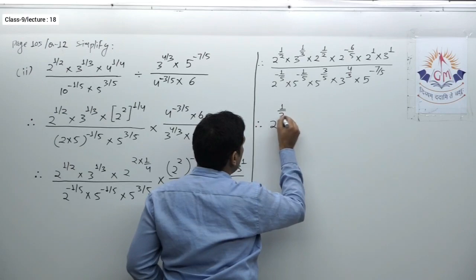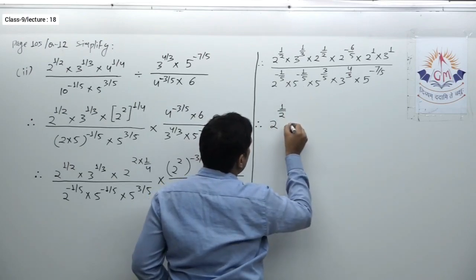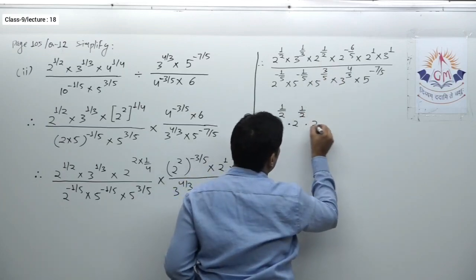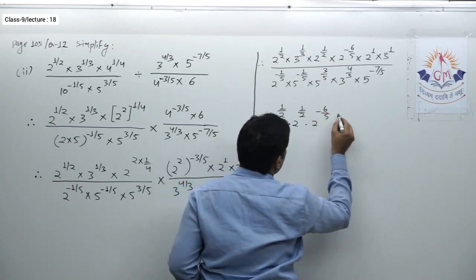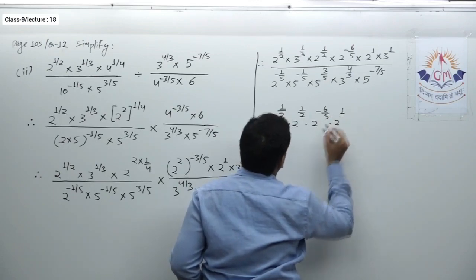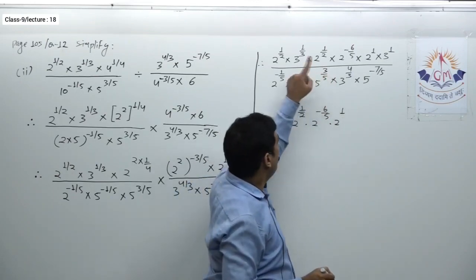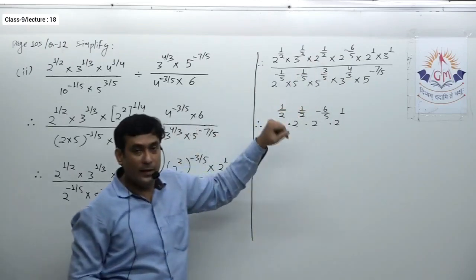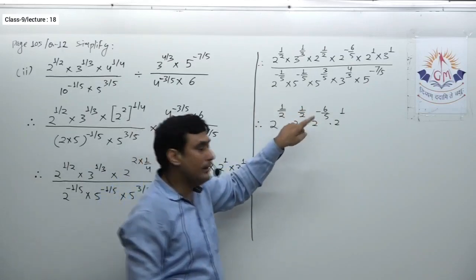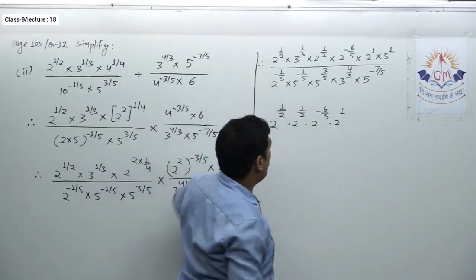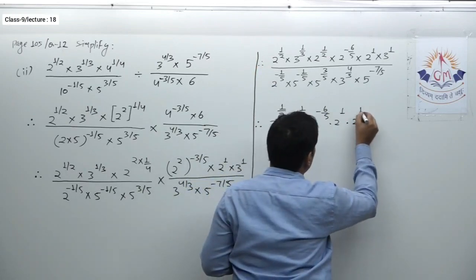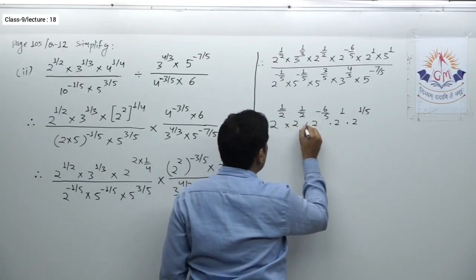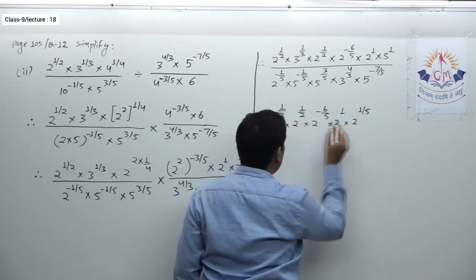Okay, I write all the terms in this way: 2 raised to 1 by 2, then again 2 raised to 1 by 2, then 2 raised to minus 6 by 5, then 2 raised to 1. Whatever terms have base 2 in the numerator, I write all together. Then I see if there is any term having base 2 in the denominator as well. Yes. So when it comes to the numerator, it will become 2 raised to 1 by 5. So here I took all the terms containing base 2.